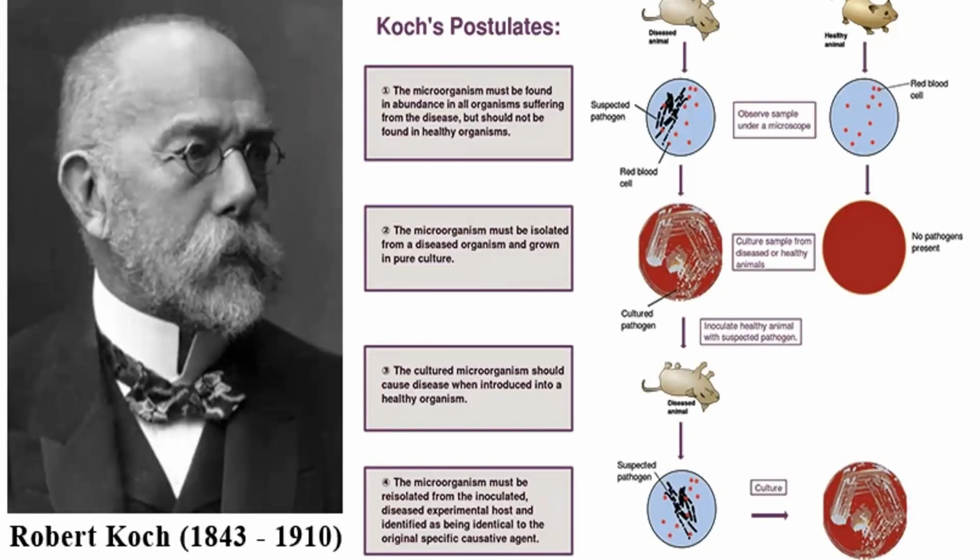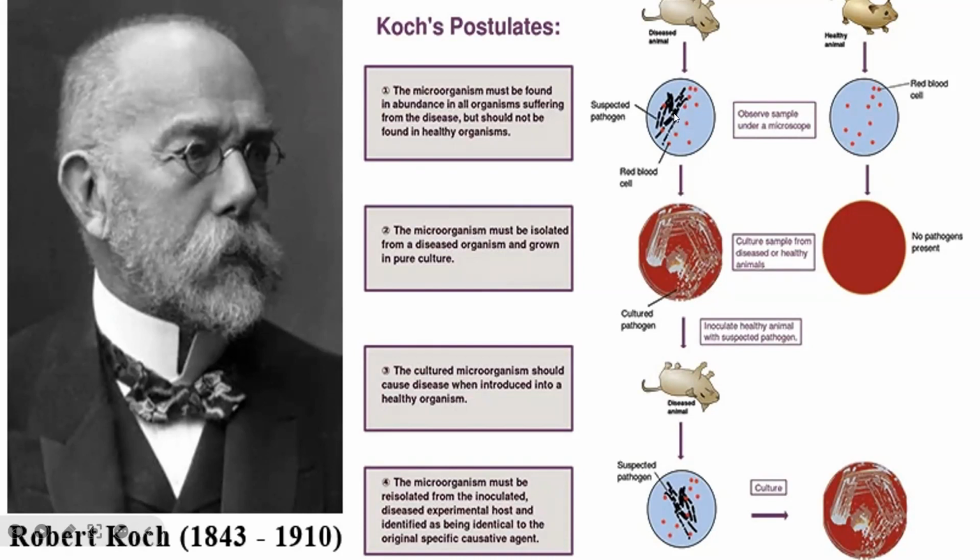From this only you can see the microorganism. If there is a disease organism, in this disease organism you will get the microorganism which causes the disease. But in a healthy one, you will not get a microorganism which causes disease. Now, if you remove the blood from this, you will get the microorganism of this disease.